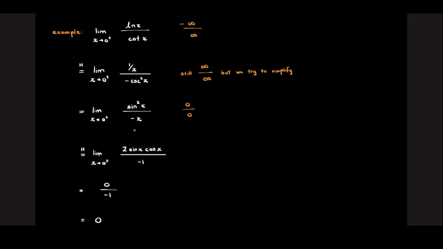Now this is a little bit simpler to look at, and as you approach 0, then the bottom approaches 0 and the top approaches 0. So we changed the indeterminate form to type 0 over 0, but L'Hopital's rule still applies.